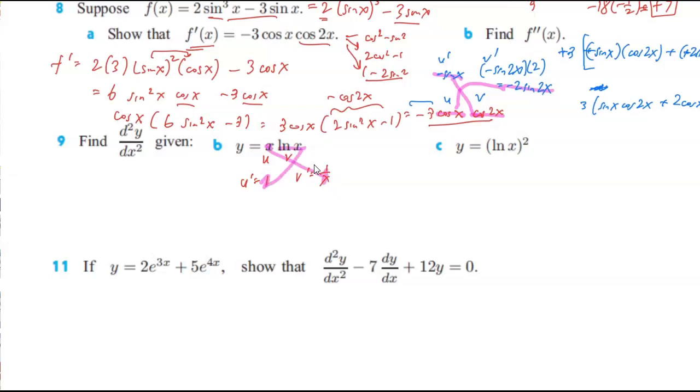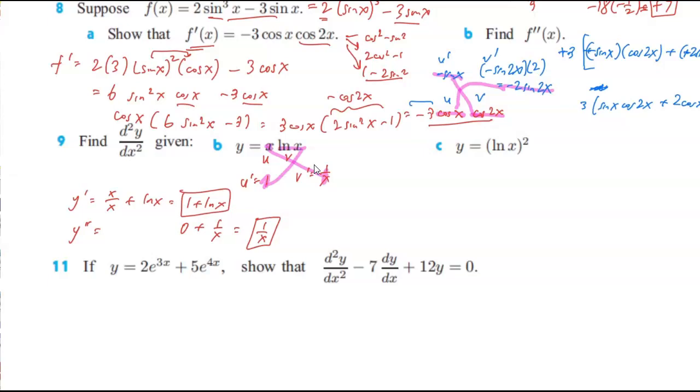Okay, so the first derivative is equal to x times 1 over x plus 1 times natural log of x, which is equal to 1 plus natural log of x. Interesting. Second derivative is equal to 0 plus 1 over x. Interesting. Okay, so the second derivative is 1 over x.